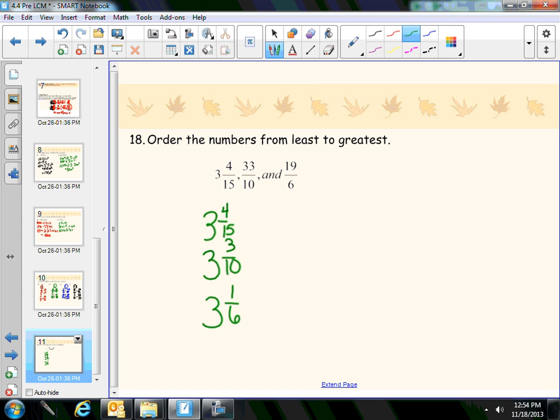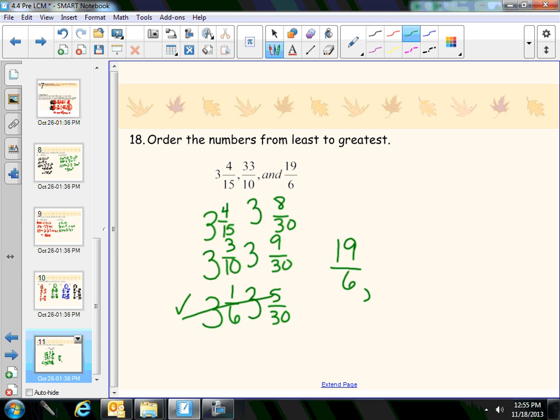Now we can compare. Our least common denominator is going to be 30. So I'm going to remember to bring over my whole number and change them to equivalent fractions with a denominator of 30. Now I can determine which is the smaller of the fractions, and that would be this one, but I need to put it back in its original format. So I'm going to make the smallest fraction 19 over 6. My next one is going to be 3 4/15, and the final one will be 33 over 10.